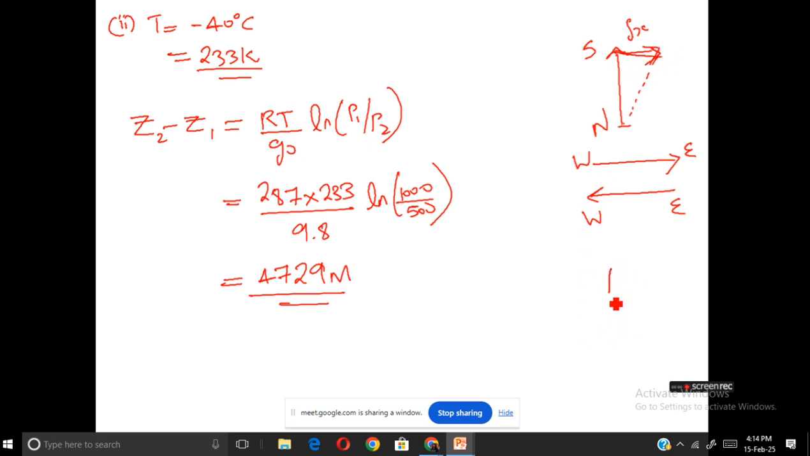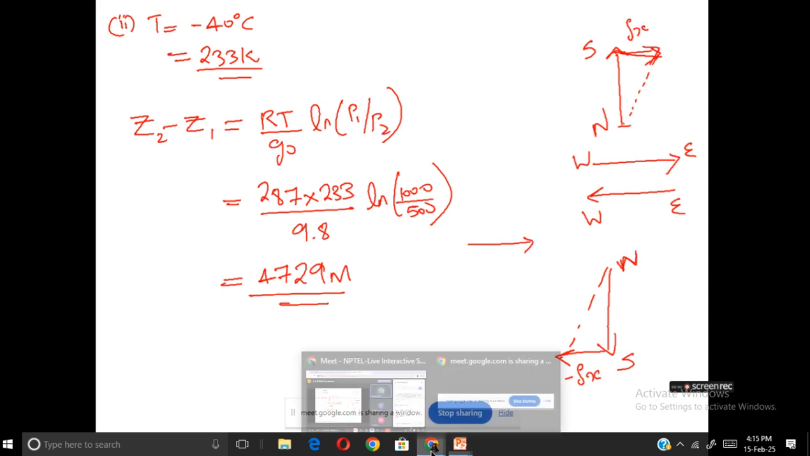Suppose you are considering a body which is moving from south to north. Then the direction of deflection will be towards the right of the direction of motion, which will be like this. So this is from east to west, which is in the negative x direction. Minus delta x it will be, and in the earlier case it will be positive delta x. Similarly, in case of west to east. Understood? Okay, thank you, ma'am.